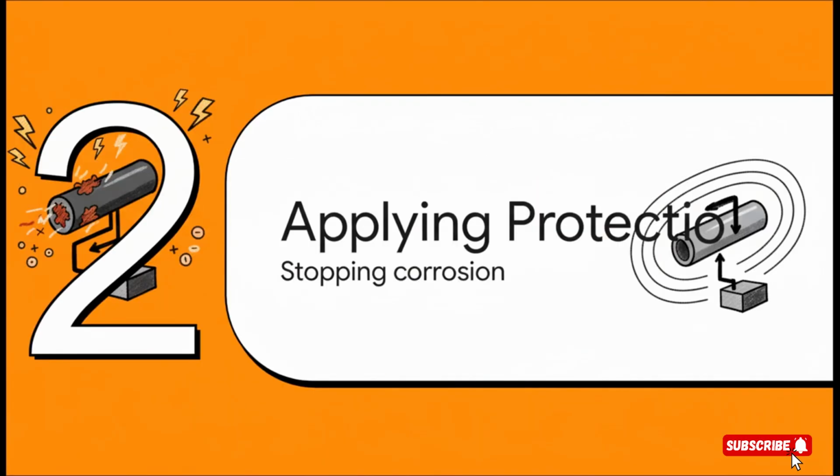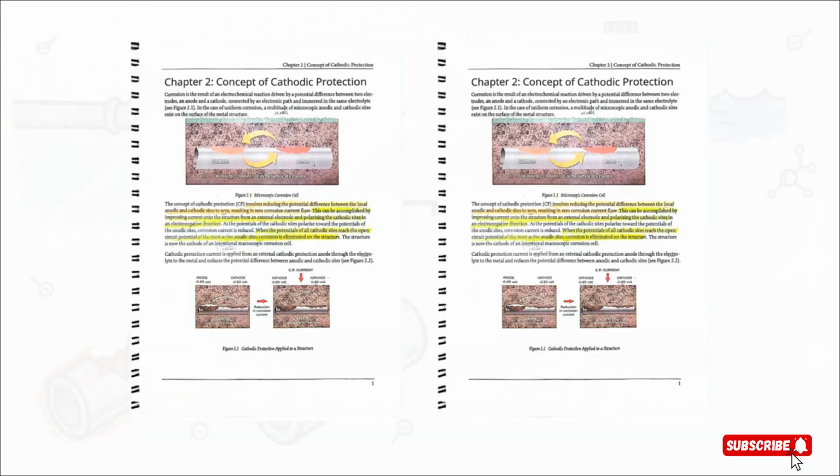Now that we understand the problem is basically a tiny electrical circuit, well, the solution becomes pretty clear. We can fight electricity with more electricity. This is the whole idea behind cathodic protection, or CP for short. Take a look here. On the left, you see the natural state of things. Current flows from the anode to the cathode, and that anode corrodes away. Simple as that.